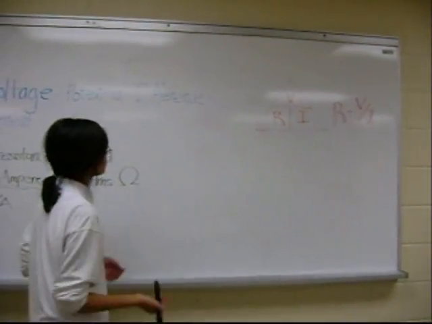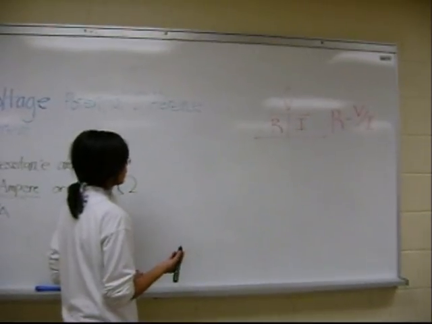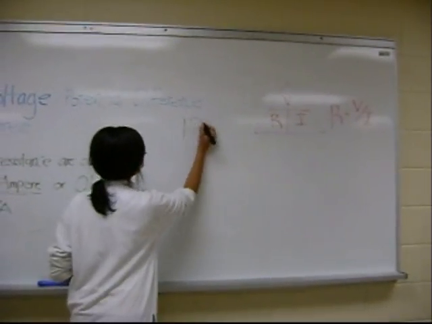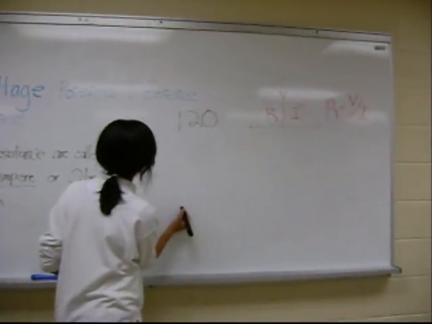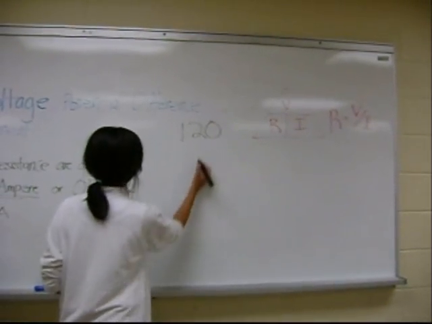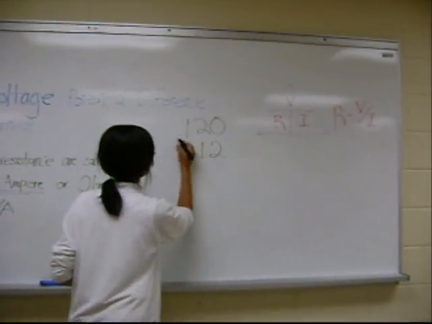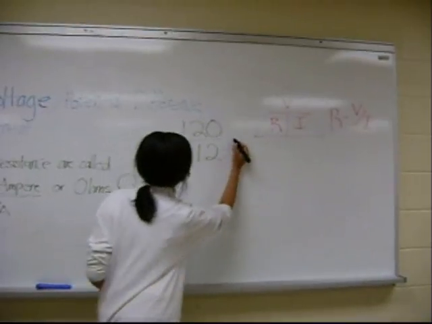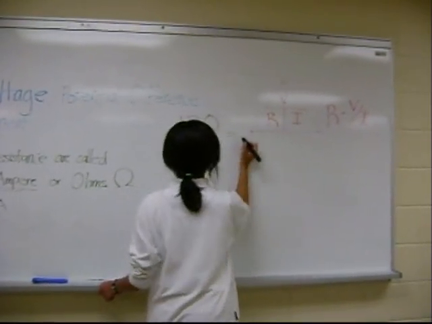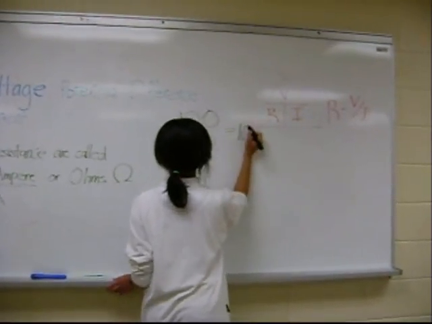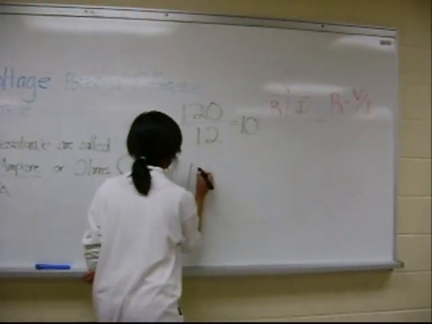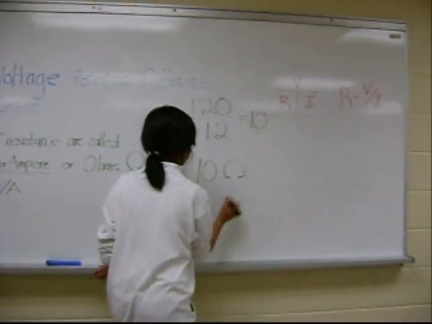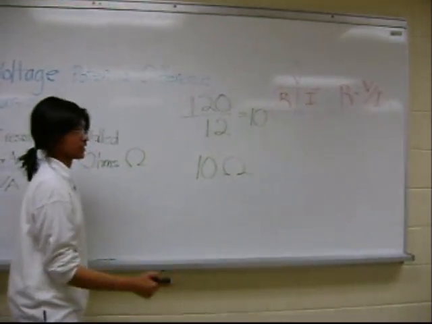Okay, so if we have a voltage of 120 and a current of 12, you just have to divide it and you get your resistance. So this would be 10. So you have 10 ohms or 10 volts per ampere.